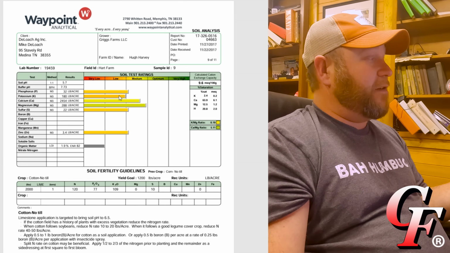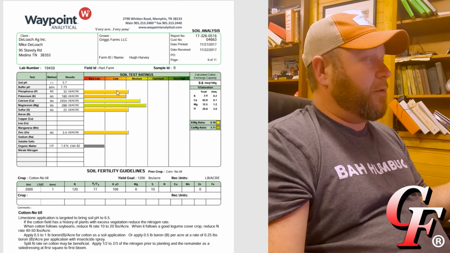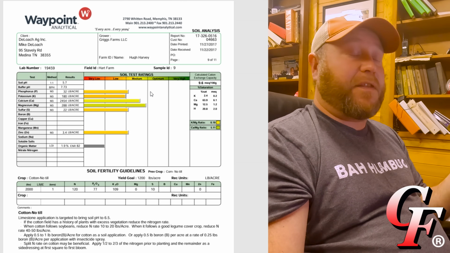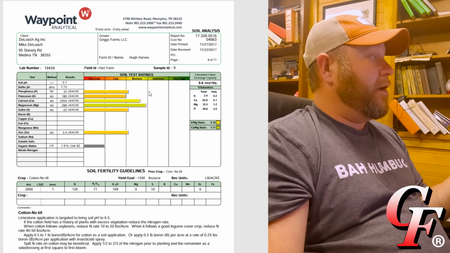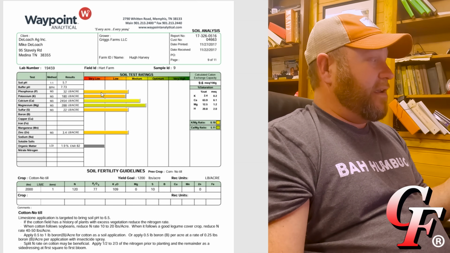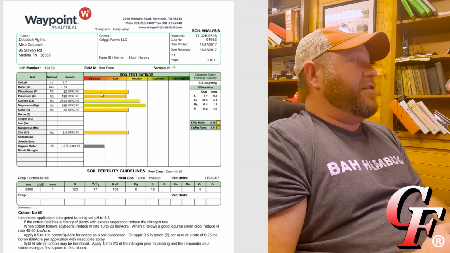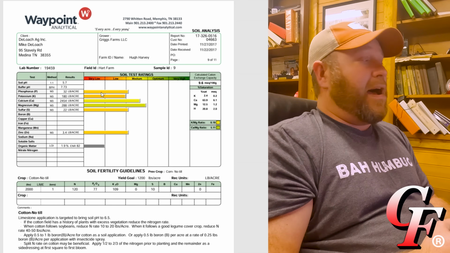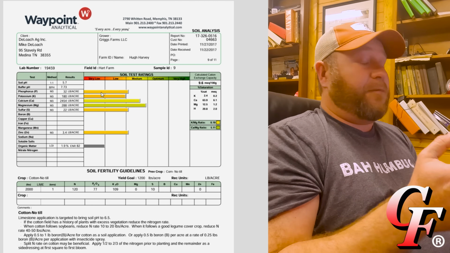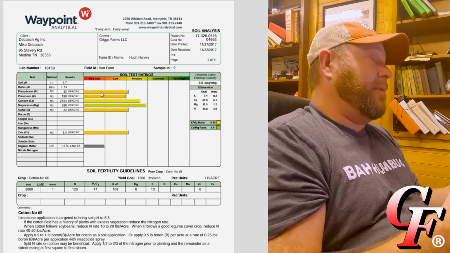So anyway, for phosphorus, what you would optimally want to see on your soil test is a parts per million of 35 or a pounds per acre of 70. Now this test is showing 32 pounds an acre. So does that mean that I just need to go out and apply 48 pounds of phosphorus to get my soils up to an optimum level?